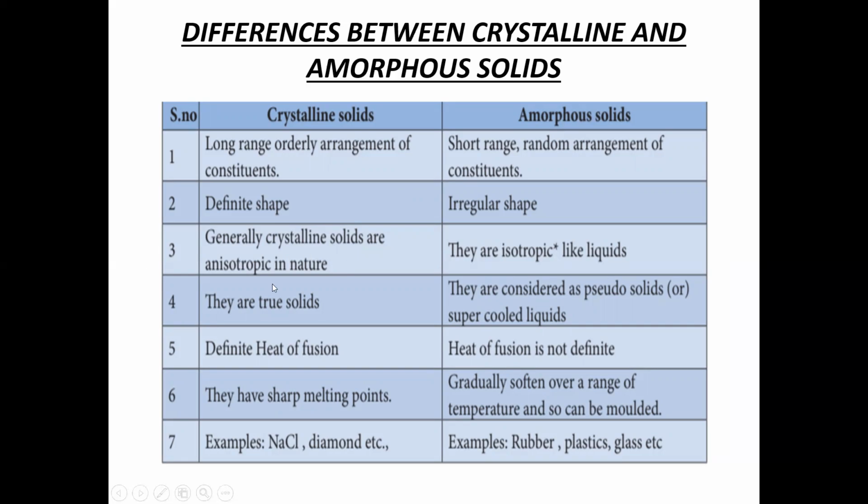Generally, crystalline solids are anisotropic in nature, while amorphous solids are isotropic like liquids. The explanation about isotropic and anisotropic will come in the next video. See the fourth point now. Crystalline solids are true solids. On this side, amorphous solids are considered pseudo solids. Pseudo here means not true, or false. They are supercooled liquids.